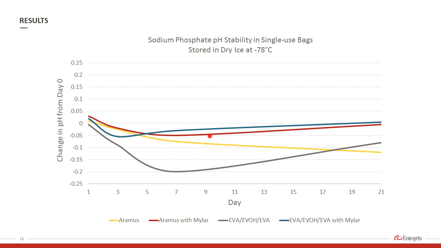The blue line and the red line shown here are the 2 single-use bags encased in Mylar. These bags do show a slight change in pH, but essentially these bags had a very similar profile when looking at the overall change in pH from one to the other.